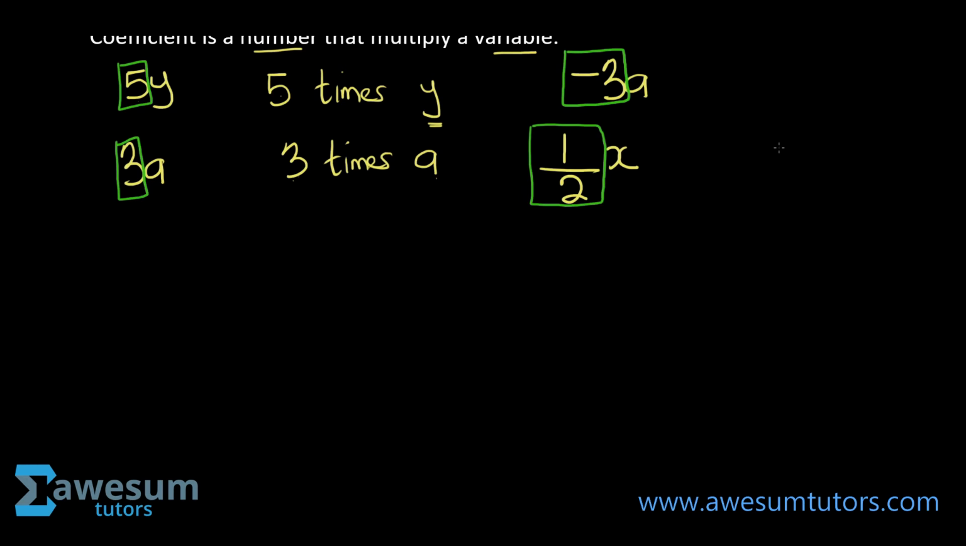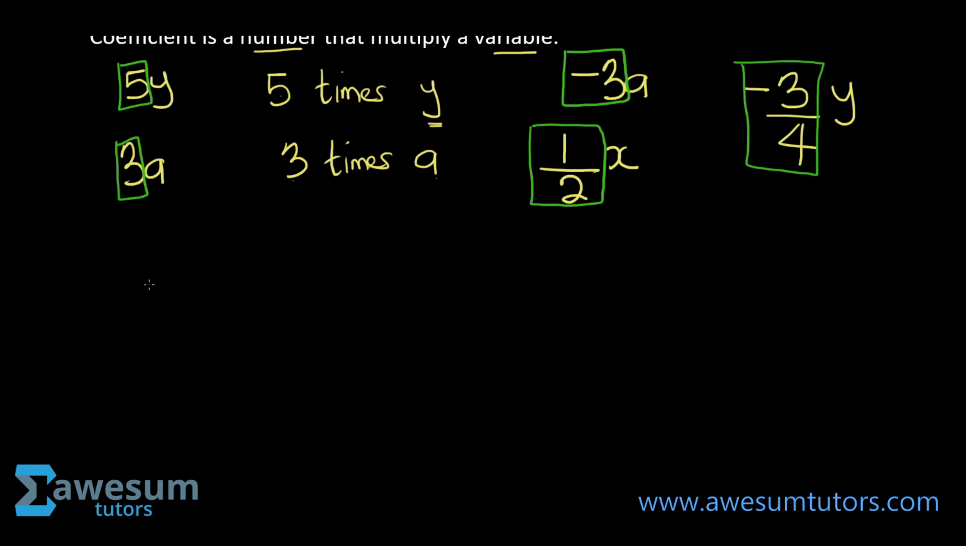What about if I have negative 3 over 4 y? What is the coefficient of y? If you take a look at this, you have a negative right here. So that tells me that the coefficient of y is going to be negative 3 over 4. Very good.